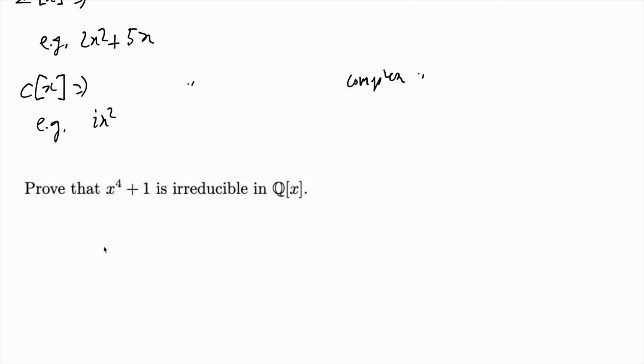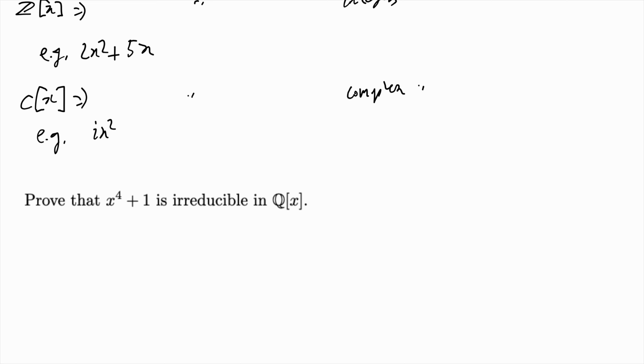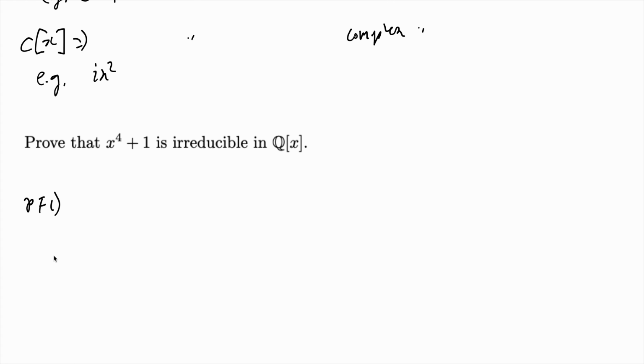So we're going to prove that this is irreducible. So proof 1. We're going to do a very basic approach. So first of all, wait, there's also one thing. There's a thing called the rational root theorem, but yes, I will just quickly explain it while solving this problem.